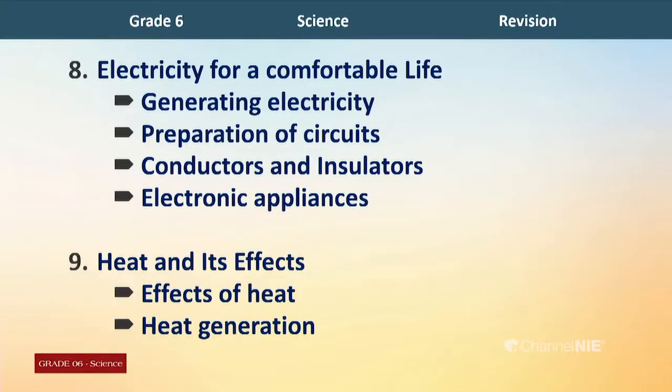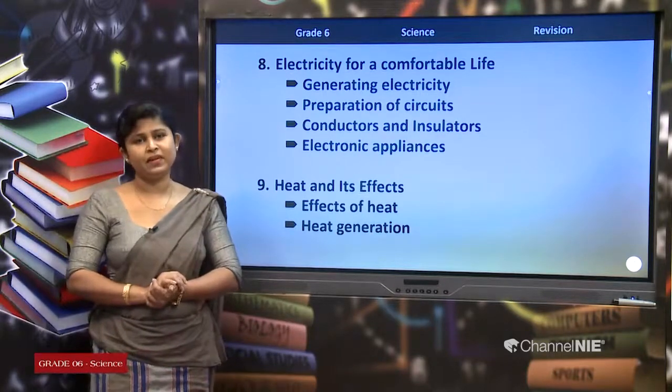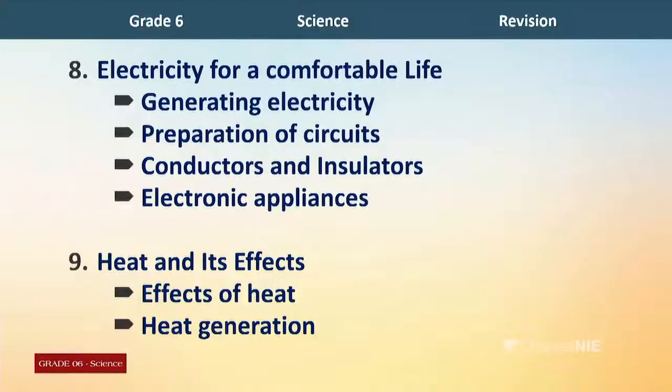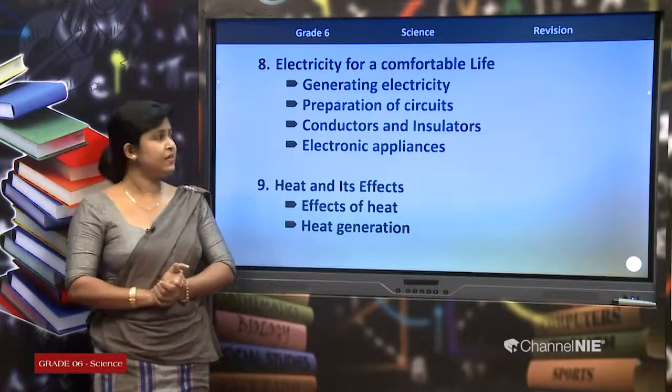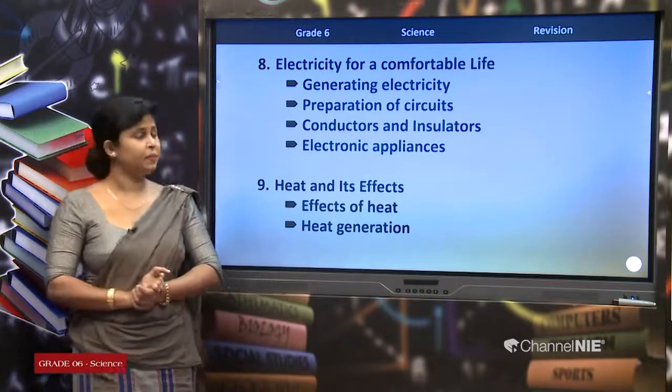Then in Unit 8, we learnt about electricity for a comfortable life. How electricity can be used to make our life more comfortable. Under that main topic, there were several subtopics in this way: generating electricity, preparation of circuits, conductors and insulators, and electronic appliances. Generating electricity. The electricity is generated in a number of methods. I think you already know those methods. Then preparation of circuits, how a circuit is prepared.